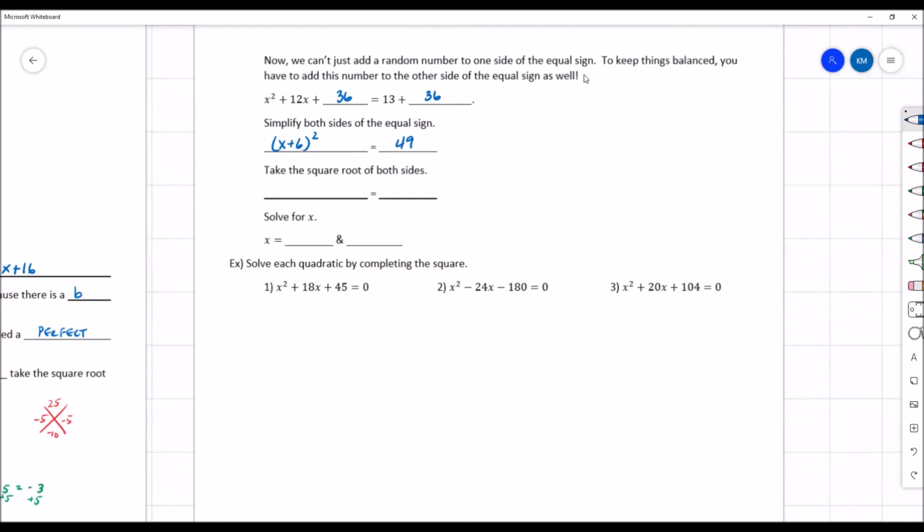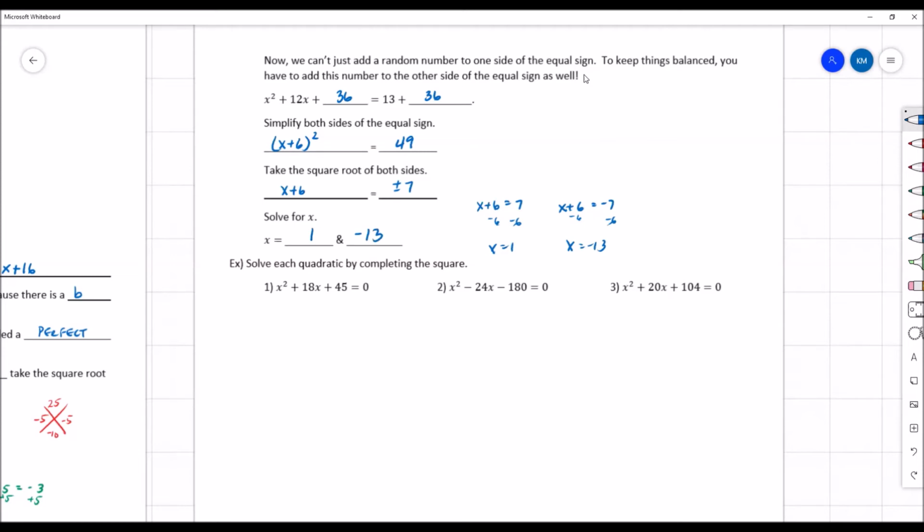Take the square root of both sides. We get x plus 6 is plus or minus 7. Now we solve for x, because x plus 6 could be 7, and x plus 6 is also negative 7. So subtract 6 from both sides, x equals 1. Subtract 6 from both sides, x equals negative 13. 1 and negative 13.